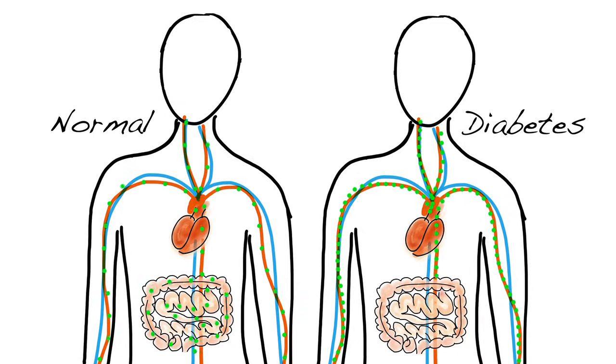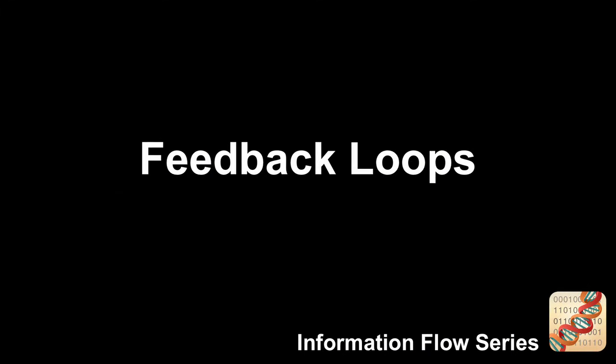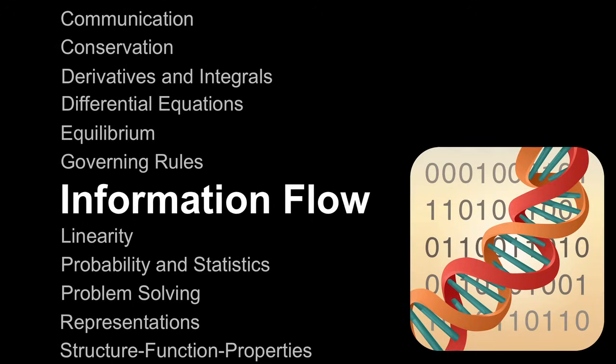In this video, we'll take a closer look at feedback loops, how they tie into the body's mechanism of internal regulation, and what happens when these mechanisms fail. This video is part of the Information Flow series. A system is shaped and changed by the nature and flow of information into, within, and out of the system.